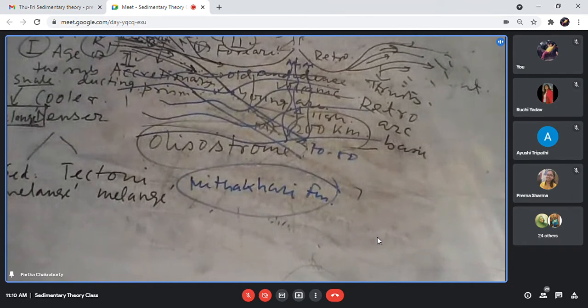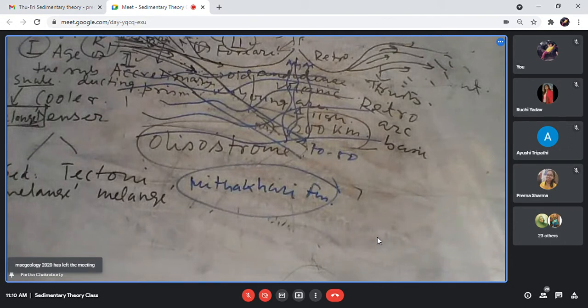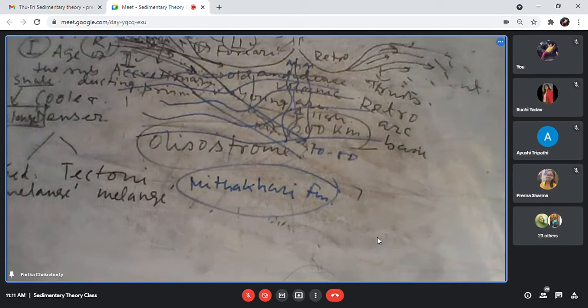Mostly, what kind of sedimentary environment do we get? We get submarine fan in this kind of situation. And the typical example of submarine fan in a fore arc is the Andaman flysch sediment. Andaman flysch. We get the submarine fan.